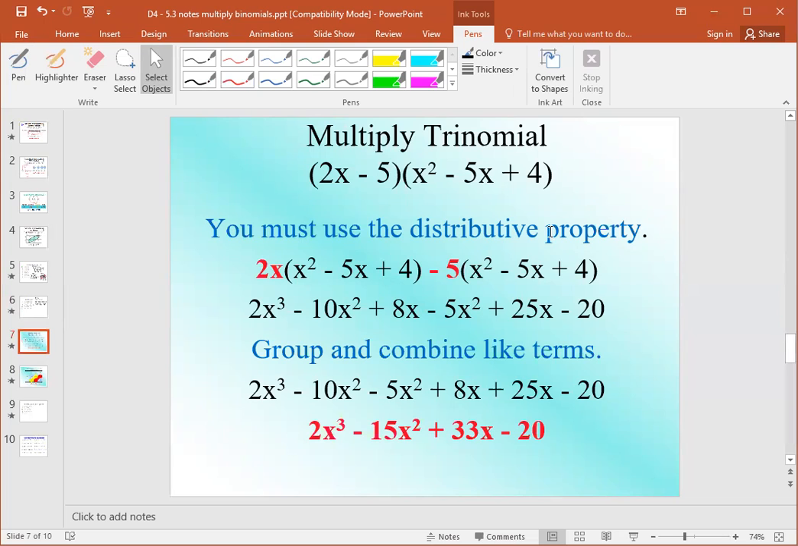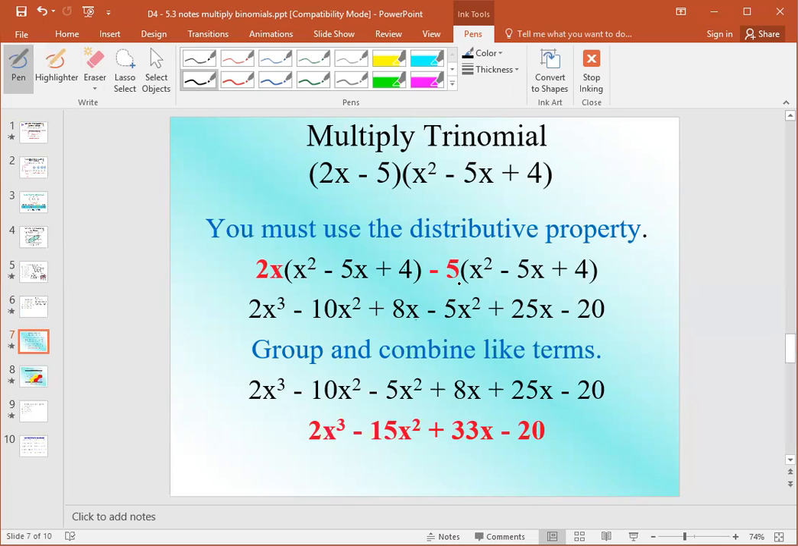Okay, all right, so when I do the distributive, remember that we pull out the 2x and the 5, as you can see here, and then we multiply through. So 2x times x squared is 2x cubed. 2x times negative 5x is negative 10x squared. 2x times 4 gives me 8x. Okay, then I move to the second half.